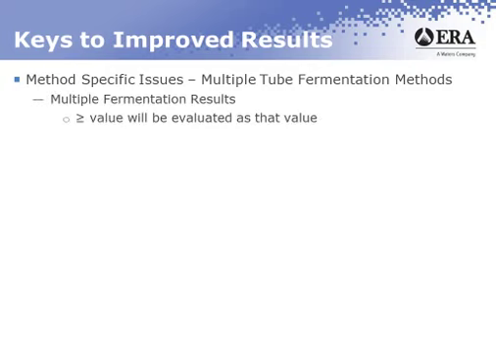One of the most important things that people need to know when it comes to multiple tube fermentation is a greater than or equal to value will be scored as that value. So if you're doing a method that's, say, 15 tubes, where your maximum value, if you get 5 positives in each of your 3 series of tubes, is 1600. If you report greater than or equal to 1600, it'll be scored as 1600.